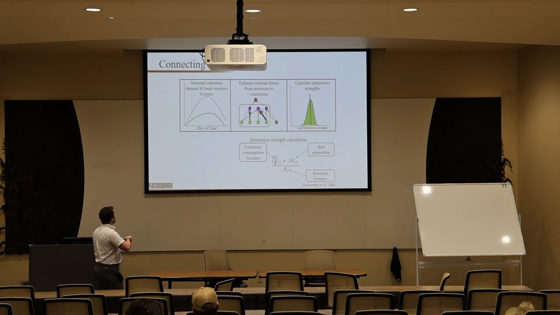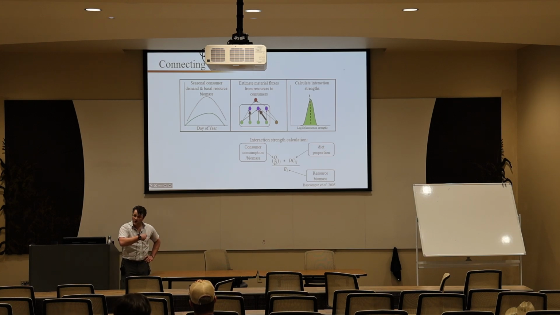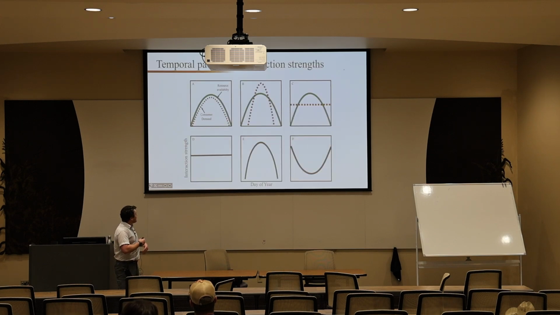We're connecting the dots here. We're going to take our seasonal patterns of resource availability and consumer energy demand. We're going to couple it with diet content and understanding these relationships between consumers and their resources and what they're eating. And then we're going to calculate the interaction strengths of consumers on resources, and then track this interaction strength and see how that changes throughout the year.